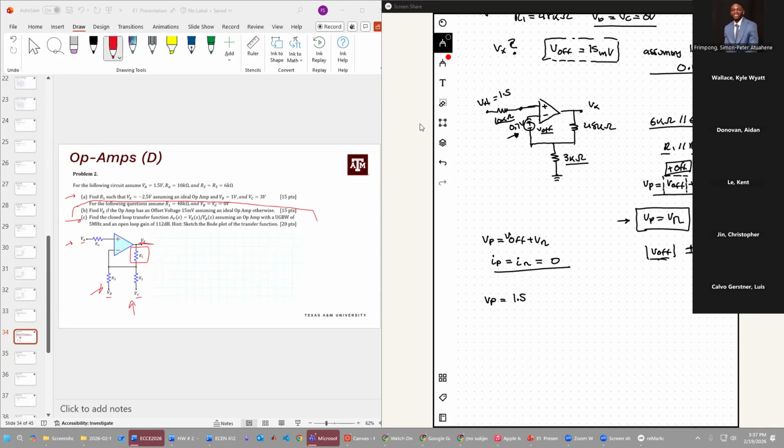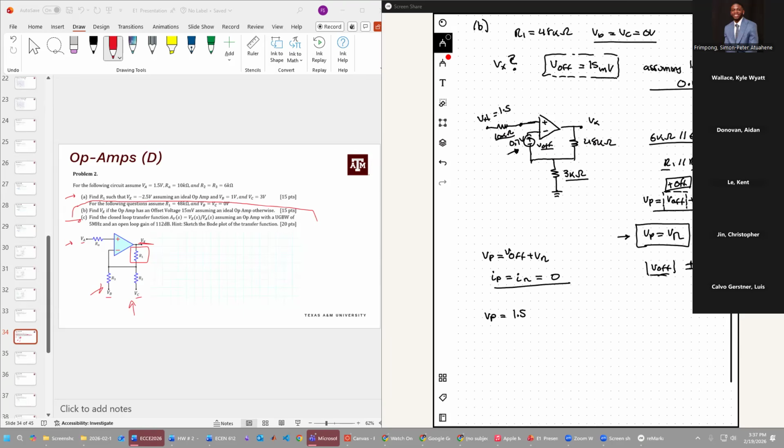Where did the 0.7 volts on the DC source come from? I'm not quite understanding your question. 0.7 volts? Oh, sorry. Did I put 0.7? I meant to put 15 millivolts. I don't know why I put 0.7. Yeah, sorry about that.